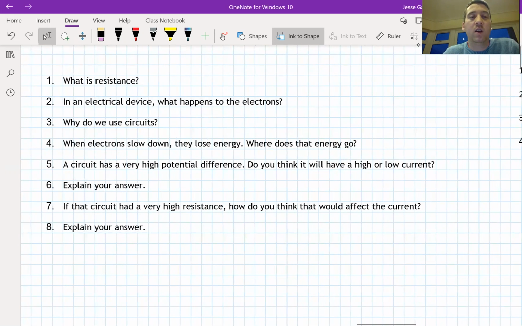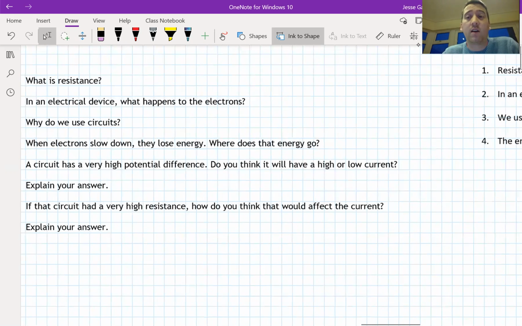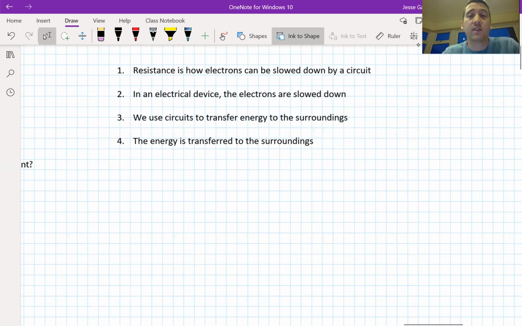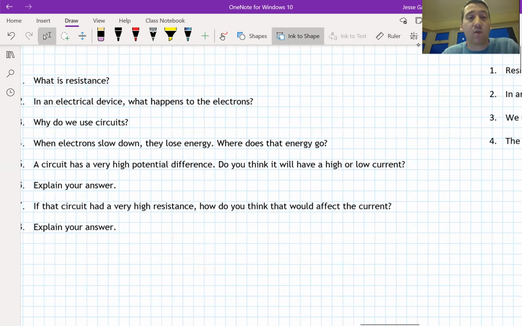It's a good one. In an electrical device, what happens to the electrons? So inside a device, all devices have this. They slow down the electrons. So in an electrical device, the electrons are slowed down. So there's a resistance. So all devices have a resistance, or provide a resistance.